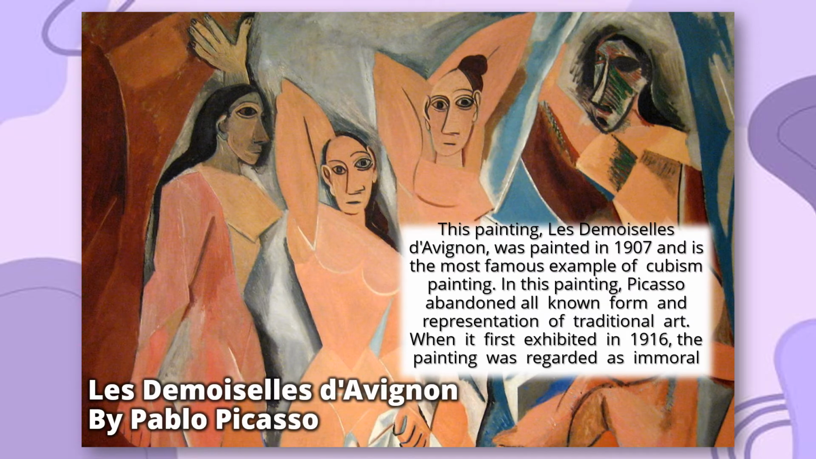Next, so this painting, the Les Demoiselles d'Avignon, was painted in 1907 and the most famous example of Cubism painting. So in this painting, Picasso abandoned all form of representation of traditional art. Okay, so when it was first exhibited in 1916, the painting was regarded as immoral. So yun yung sinasabi ko kanina. But they did not stop. So, see? Naging one of the most famous Cubism painting na siya ngayon. Noon, it is regarded as immoral, di ba?